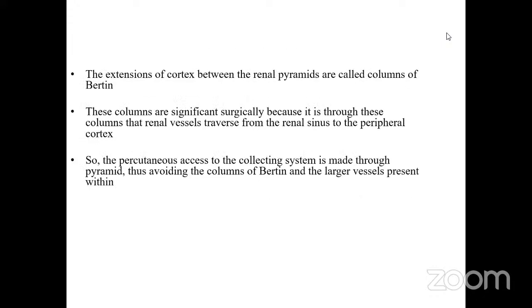The extension of cortex between the renal pyramids is called columns of Bertini. These columns are significant as the renal vessels traverse centrally to peripherally through these renal columns of Bertini. And in case of PCNL, the percutaneous access to the collecting system is made through the pyramid, thus avoiding the renal columns of Bertini and larger vessels within the renal columns of Bertini.